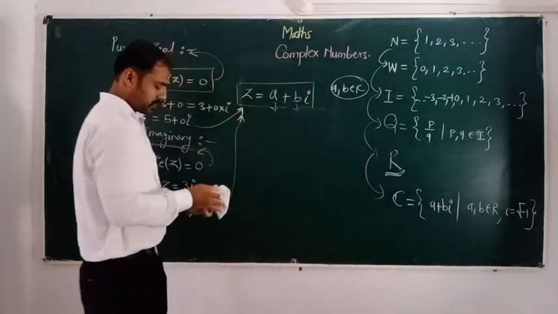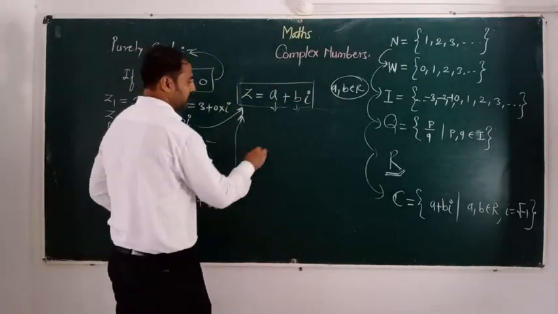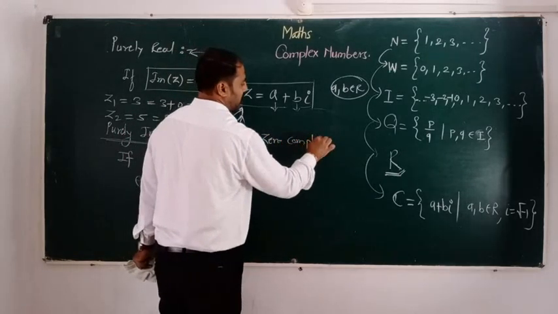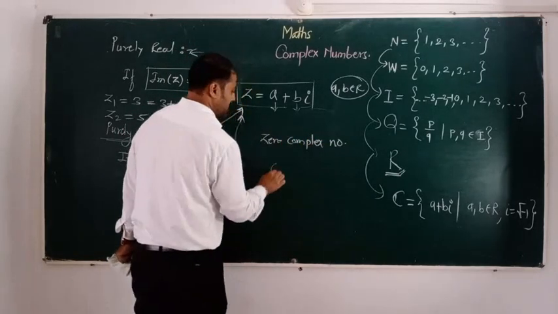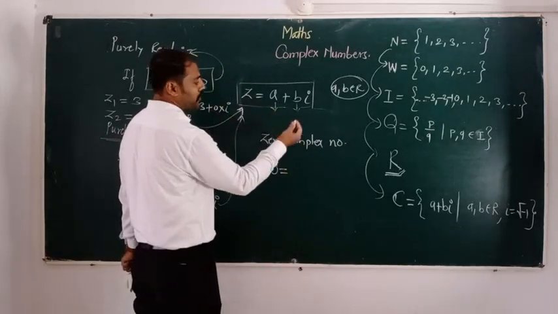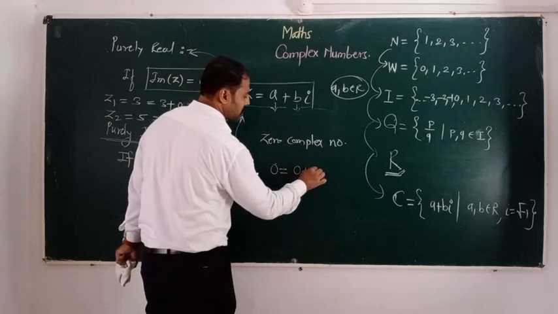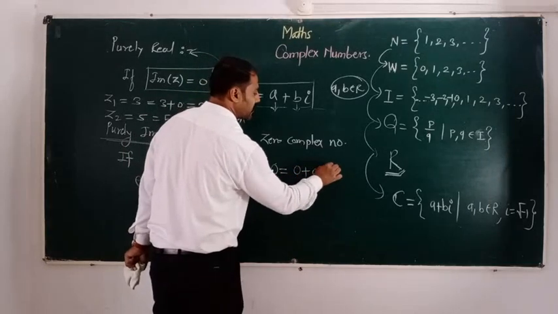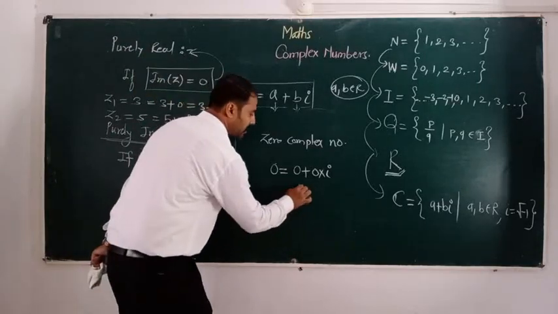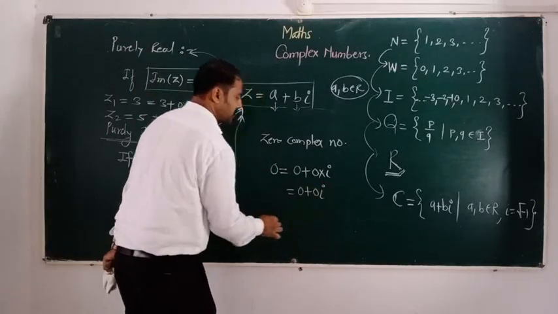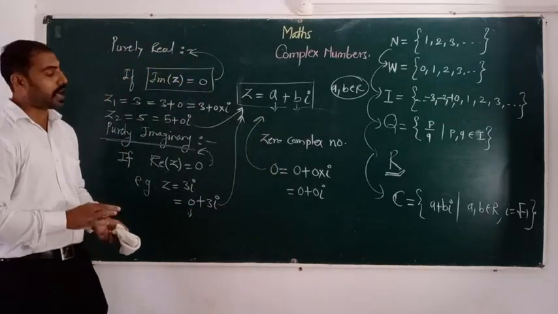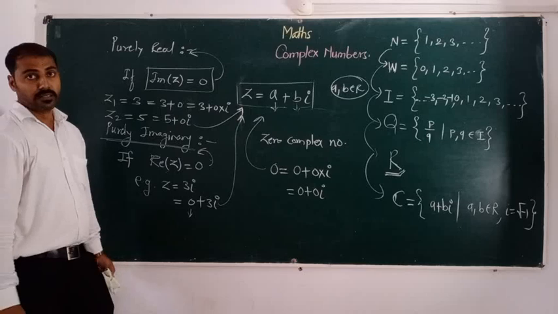Zero complex number. Zero can be written in the form of a plus bi as 0 plus 0 into i. So 0 plus 0i is called, yes, the zero complex number.